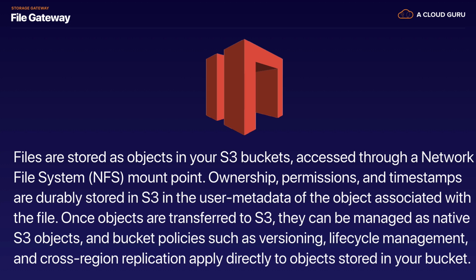So we'll start with File Gateway. This is basically where files are stored as objects in your S3 buckets, and they're accessed through a network file system or NFS mount point. And then ownership, permissions, and timestamps are durably stored in the S3 in the user metadata of the object associated with the file. And once objects are transferred to S3, they can be managed as native S3 objects, and bucket policies such as versioning, lifecycle management, and cross-region replication can apply directly to objects stored in your bucket. So you can have all the goodness of S3. So it's basically a way of connecting your on-premise infrastructure to S3.